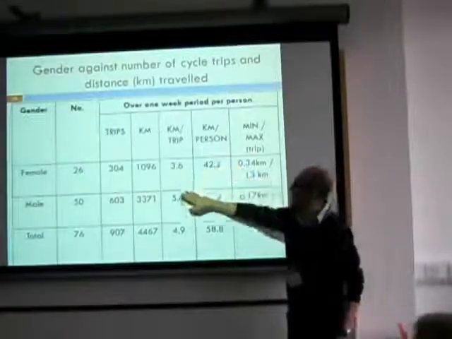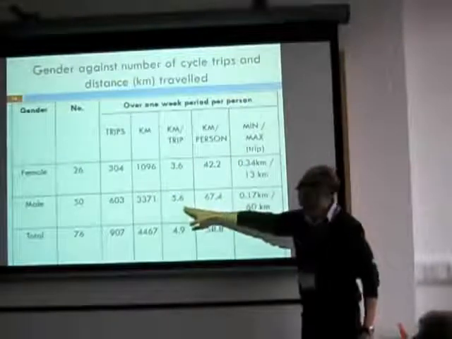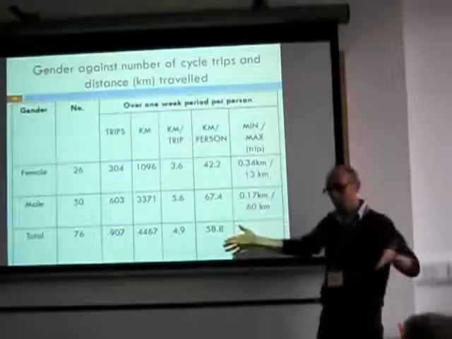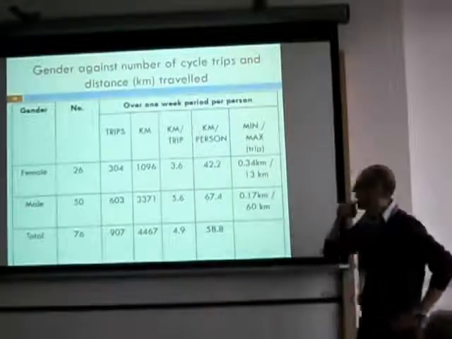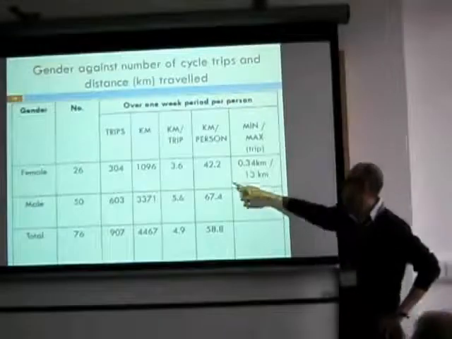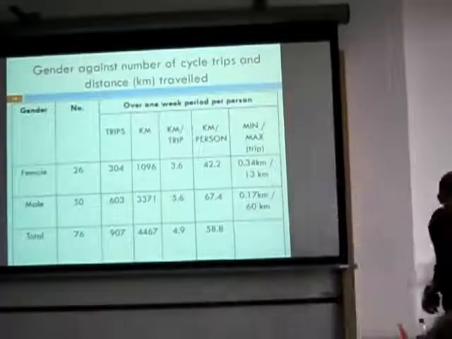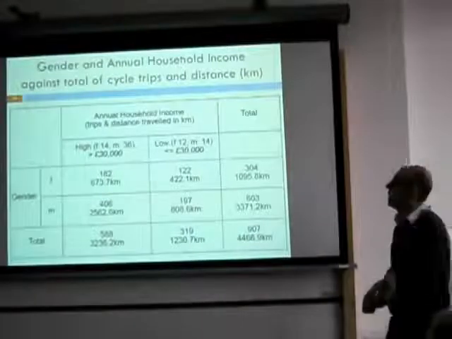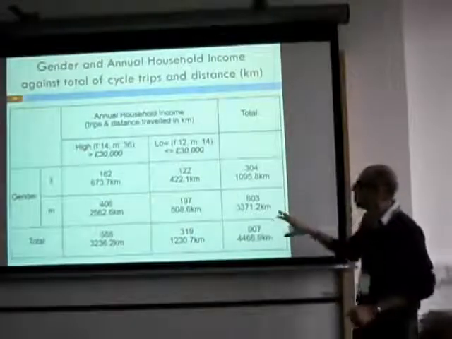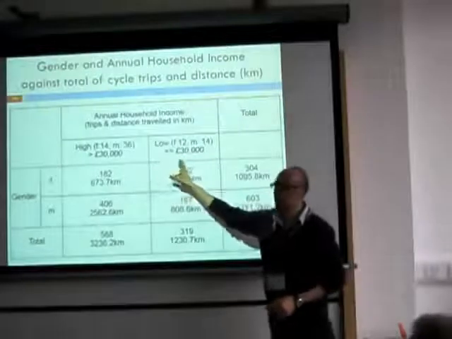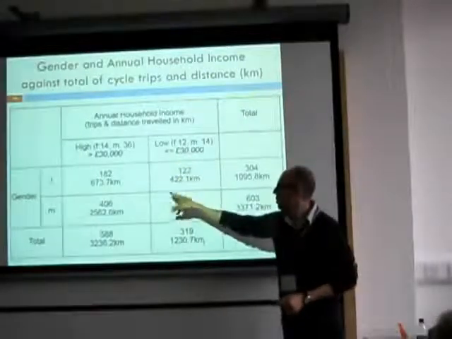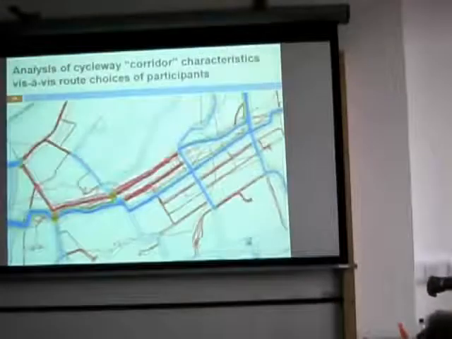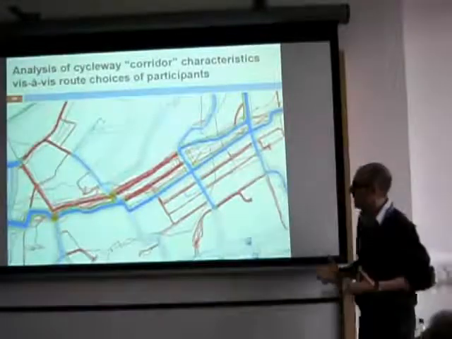And kilometers per trip, the average there is 3.6, 5.6 longer for men, and kilometers per person over the week period that we tracked them is again more for men than for women. Okay, so household income. This is a little bit difficult to read because, again, we have the sample size split there, so we need to standardize it by some sort of measure. I'm going to skip this because I have some interesting results around how we are analyzing the data.